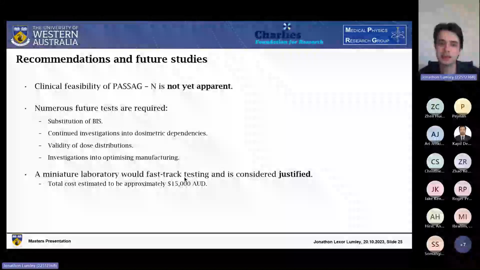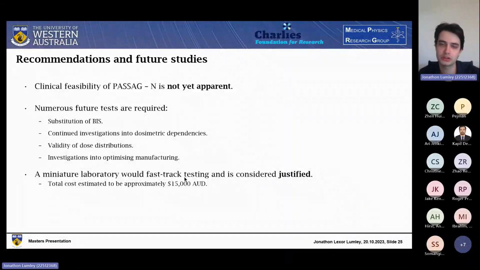We need to perform validations on the dose distribution, so conducting gamma analysis and looking at percentage depth doses as well as penumbra measurements. And finally, we need to conduct investigations into optimizing the manufacturing time. It does take quite a while to make our gel, approximately 15 minutes to make it and an hour to store it. However, it is potentially possible to batch make the gel, and it could have a long half-life.